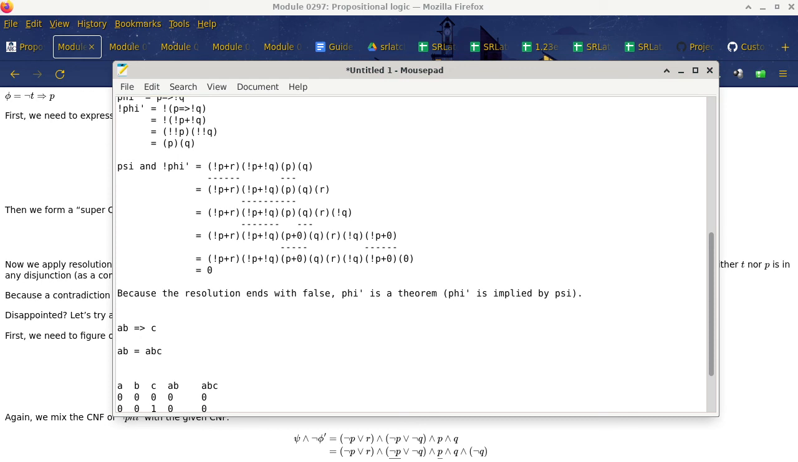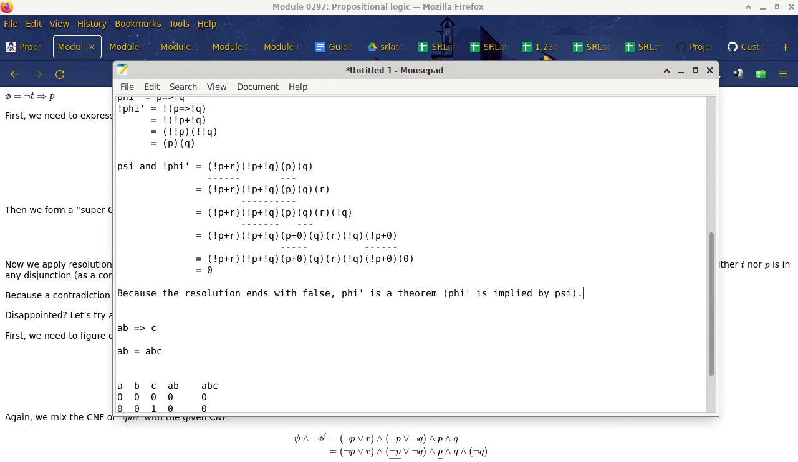So are we doing okay so far with what resolution is and how to utilize resolution in conjunction with CNF, in conjunction with proof by contradiction, to actually prove whether a statement is true or not, or whether a statement is implied by everything that is given to you as true?